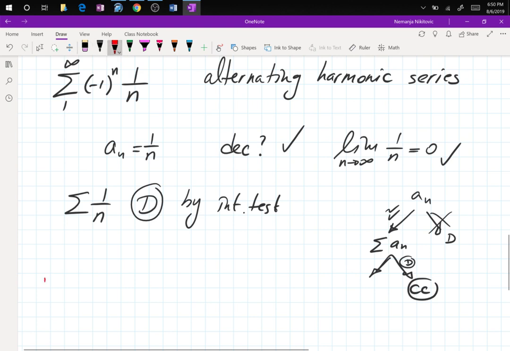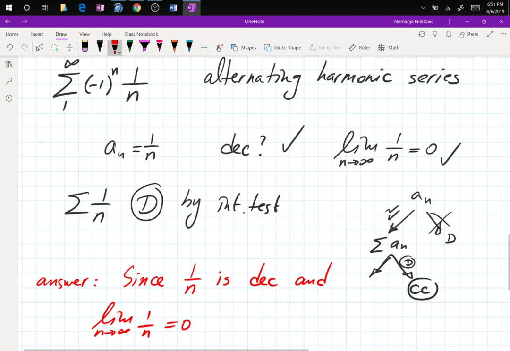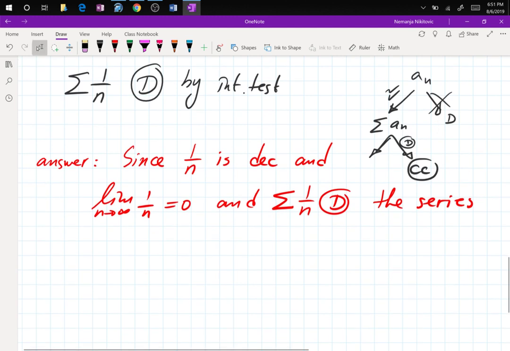So we say, since 1 over n is decreasing and the limit as n goes to infinity of 1 over n equals 0, and the summation of 1 over n diverges, the series summation of (-1)^n over n conditionally converges, or converges conditionally.